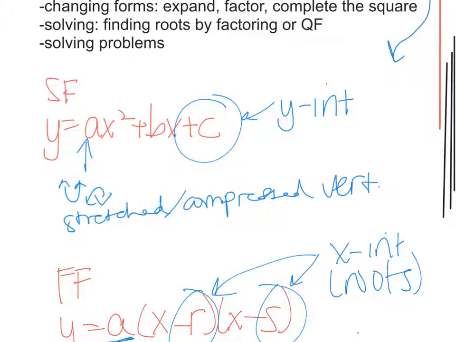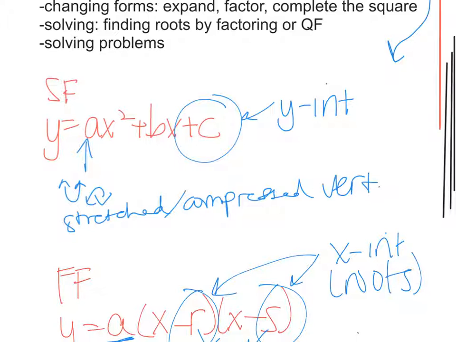The last type of equation is vertex form, and the vertex form has a squared bracket and a number at the end. And the important feature in the vertex form is obviously the vertex. The h and the k tell you the vertex. Just like factored form, you have to change the signs for any of the numbers in the brackets, and the vertex is the h comma k. So those are your 3 equations for quadratic functions.